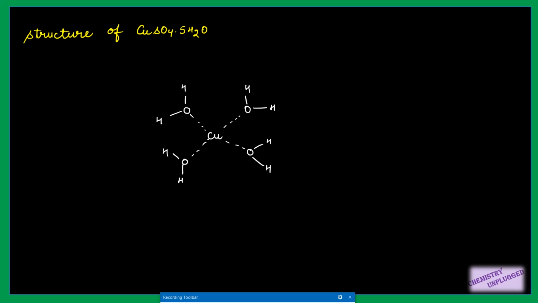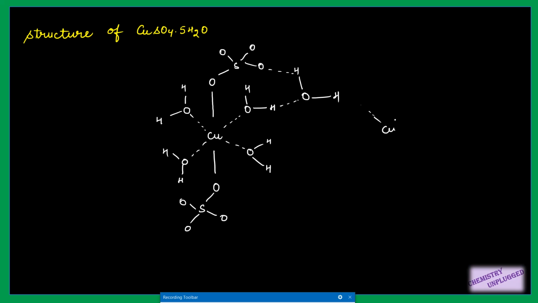First, the copper is directly connected with four water molecules, right? Then next is the bonding with oxygen of the sulfate, like this. Then what is the place of the fifth water molecule? It is connected with one water molecule by hydrogen bonding, and this hydrogen is connected by hydrogen bonding with an oxygen of the sulfate. Similarly, this hydrogen will form a hydrogen bond with the water molecule of another copper atom, right? It will form hydrogen bonding like this.